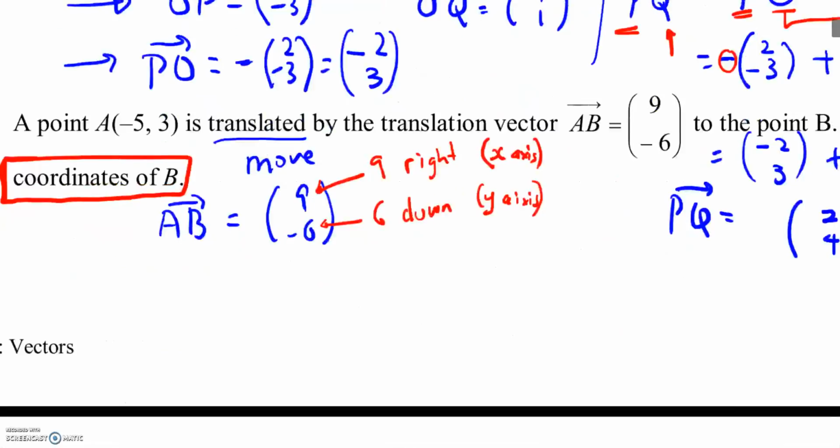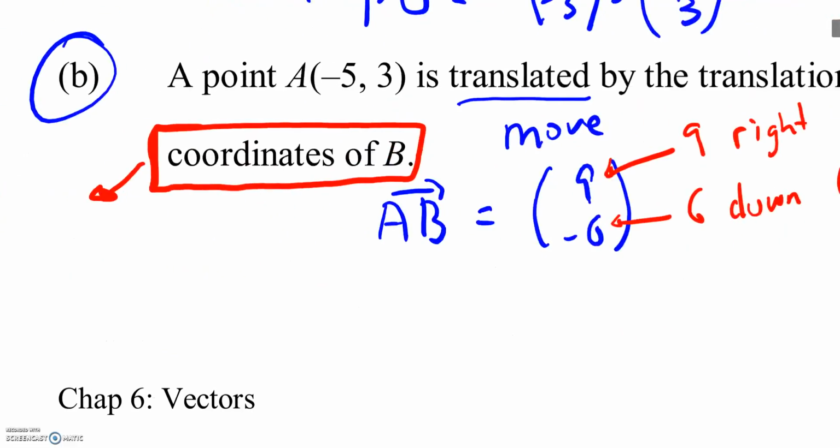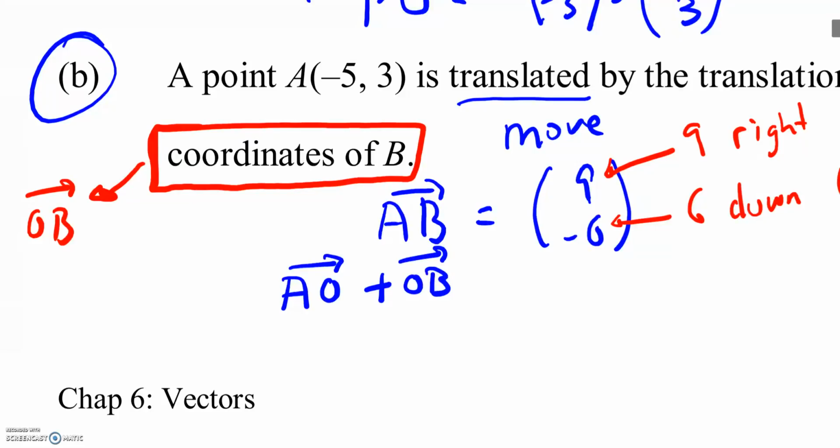So now I ask you again. I want coordinate of B. What is the name of the vector? OB. Very good. I want OB. Now, if I have AB, can I find OB? How do I break up AB into two vectors added together? It must be AO plus OB. Understand? AO plus OB, and this is (9, -6).